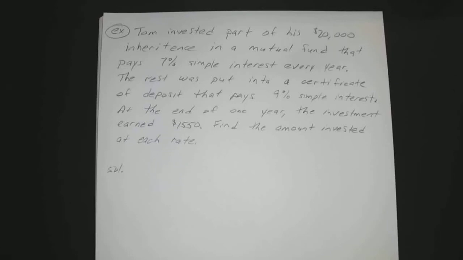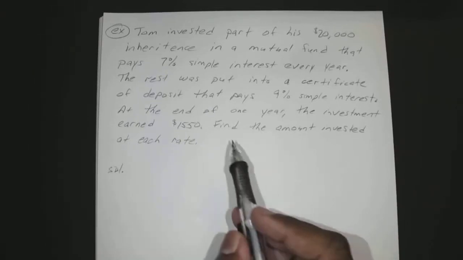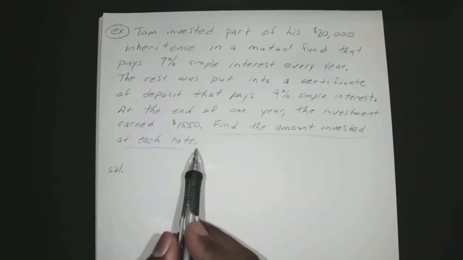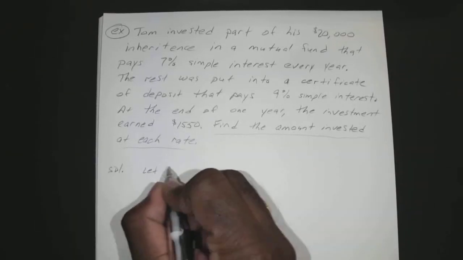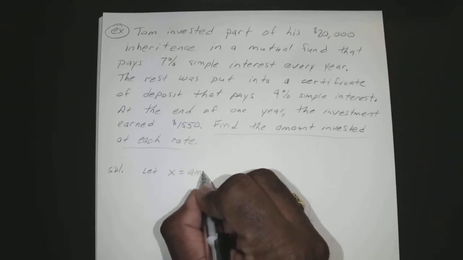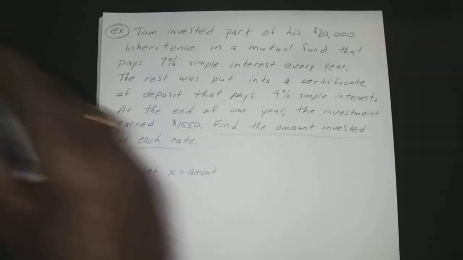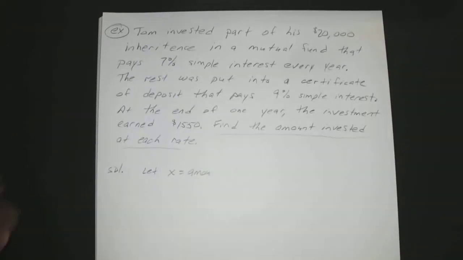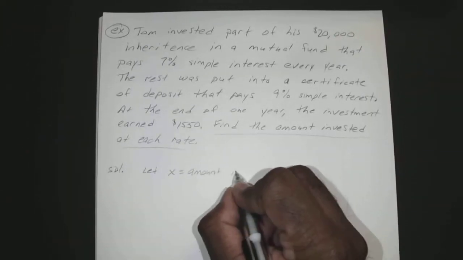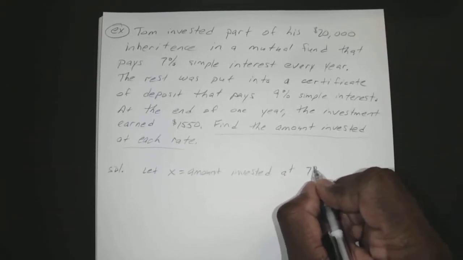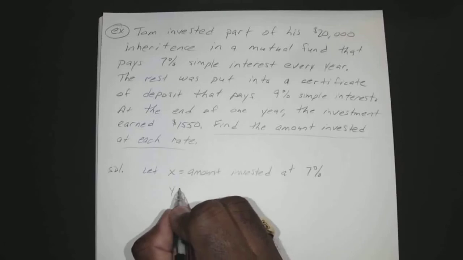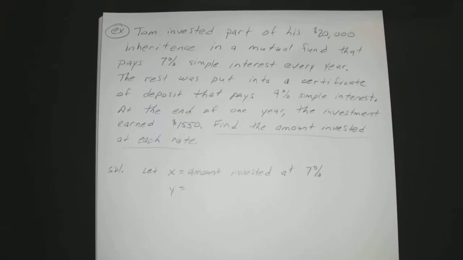Usually the first thing I do is look at the very last sentence, and that will give you, most of the time, your very first equation. Find the amount invested at each rate. So we'll let x equal the amount invested at 7%, and we'll let y equal the amount invested at 9%.